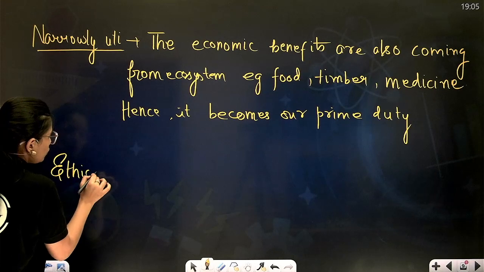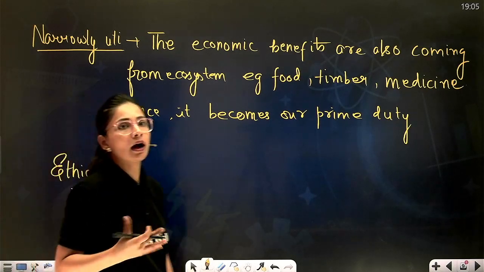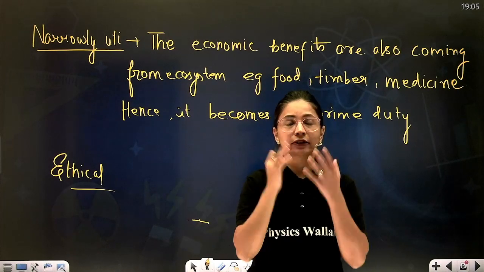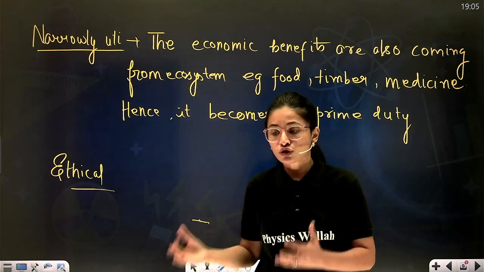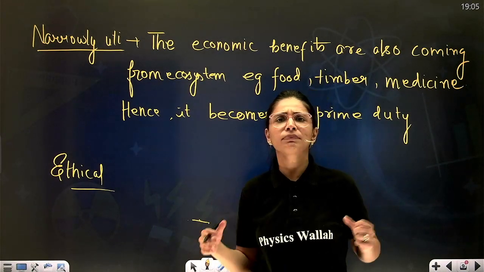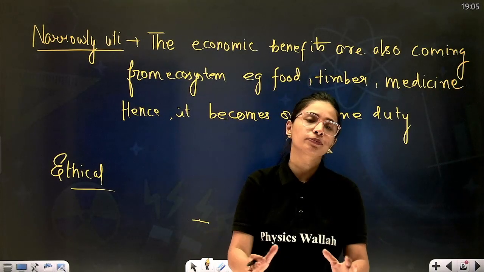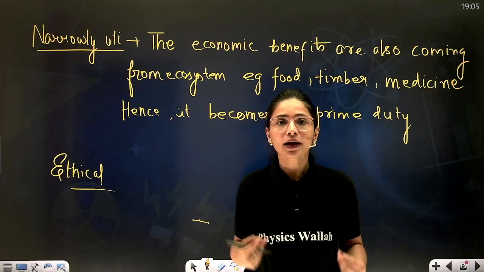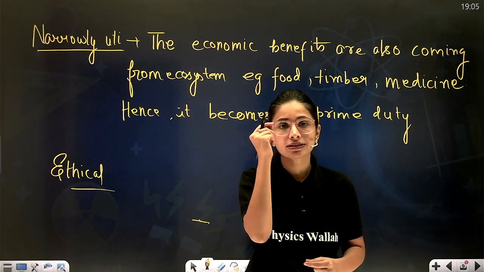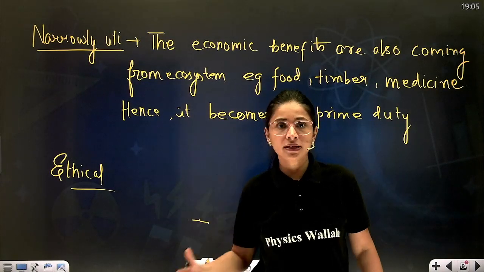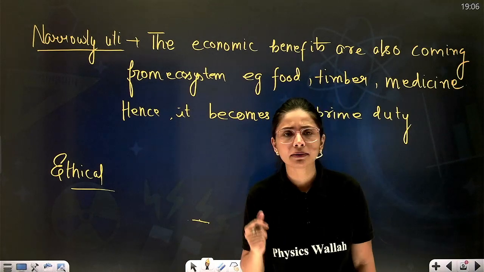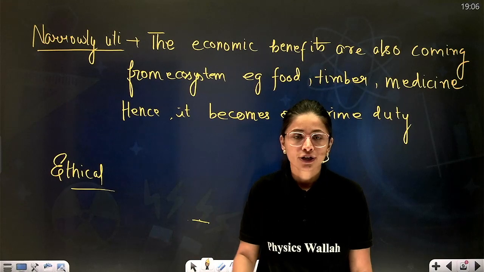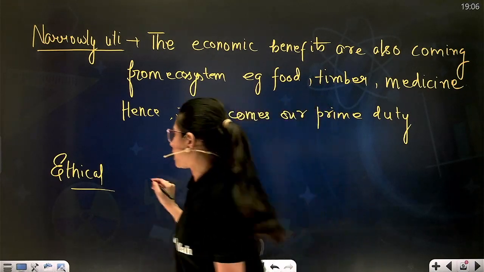Now, the nature is giving you so much, it is giving you money, it is giving you everything: place to live, oxygen to survive, soil to grow vegetation, food, timber, medicine, everything is coming from the nature. Without nature we are nothing. We cannot even stand without nature for even 1 second. When so much is given to you by the nature, doesn't it become our duty to protect it? Of course, yes. So ethical means moral ground.